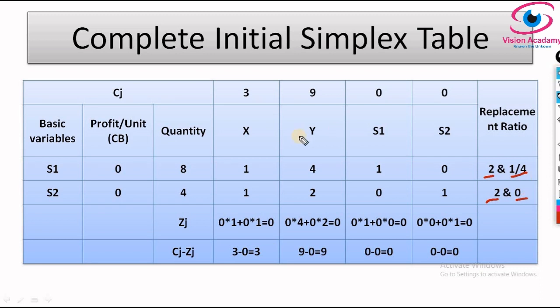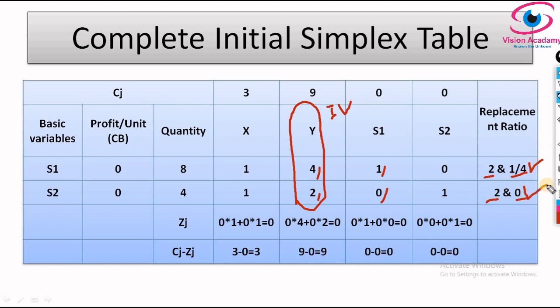So now we shall move further, that is, we can go further for calculating the incoming variable. Here 9 is the highest value. So we have calculated this incoming variable, and we have found 1 by 4 for the replacement ratio, and 0 by 2. So we have 1 by 4 and 0.